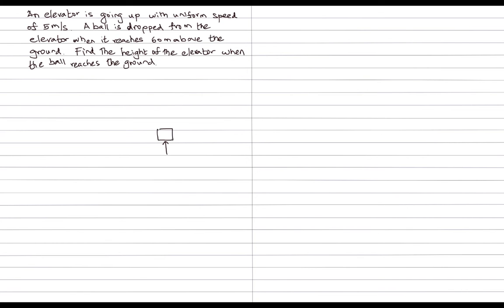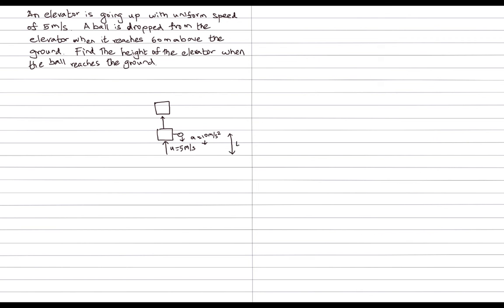So let us draw the diagram. This is an elevator and it is traveling with an initial velocity of 5 meters per second. A ball is dropped from the elevator. So the acceleration of that ball is 10 meters per second squared acting in the downward direction. The elevator is continuing to go up.